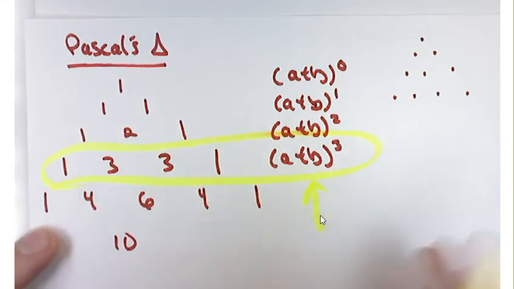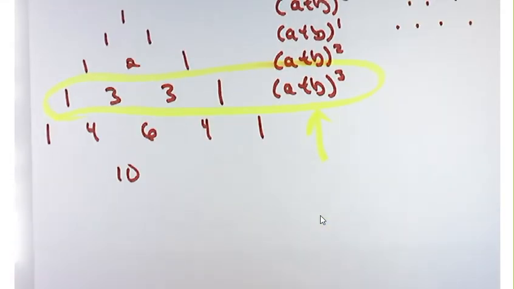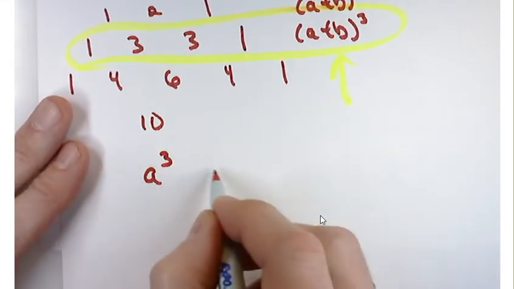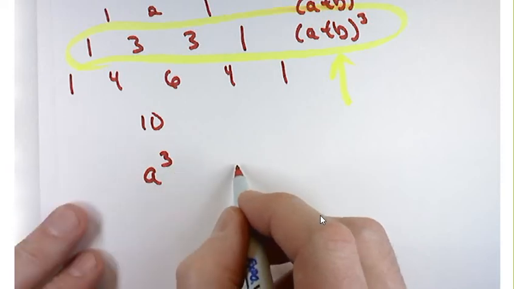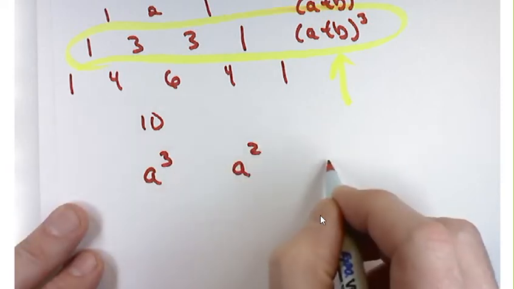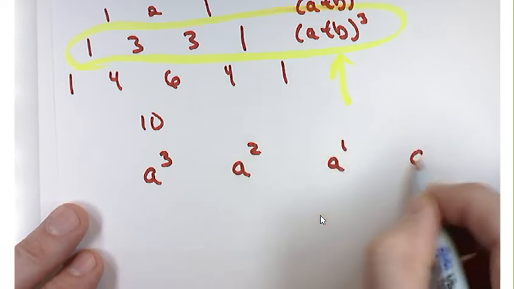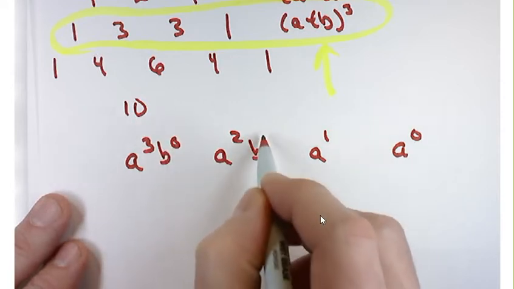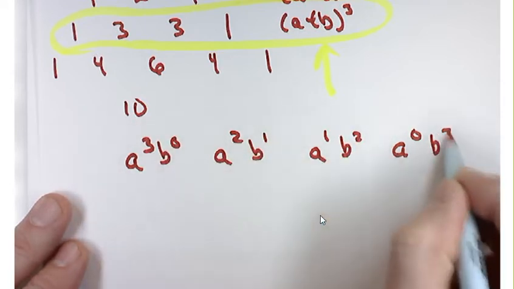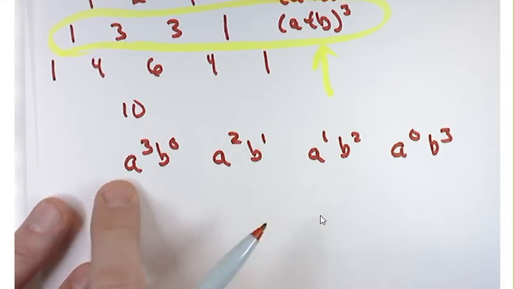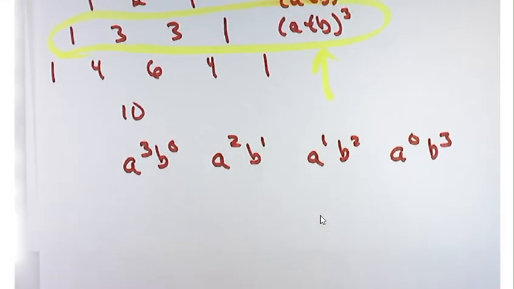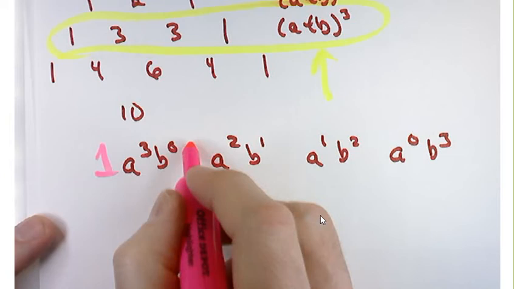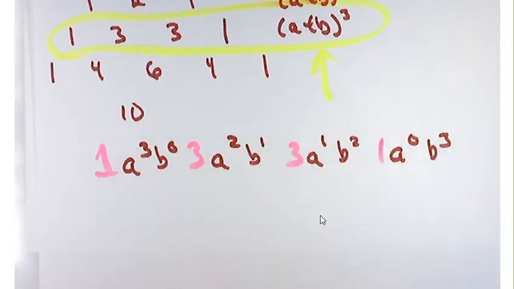Because when you cube that out, you're going to need the coefficients. It starts out like this. It starts out with a to the third, and I'll leave some space for coefficients. And then a to the second, a to the first, and then a to the 0, which we don't necessarily need to even write. And then b to the 0, b to the first, b to the second, and b to the third. The coefficients that go in here are exactly from Pascal's triangle. So it would be a 1, a 3, a 3, and a 1.